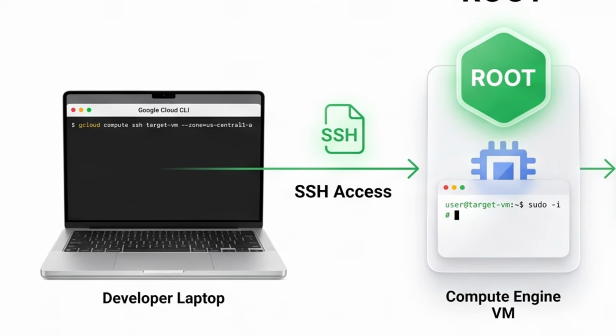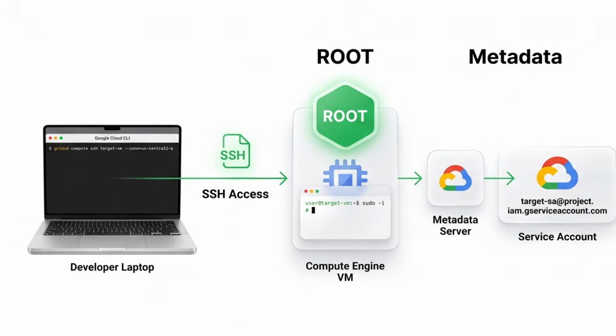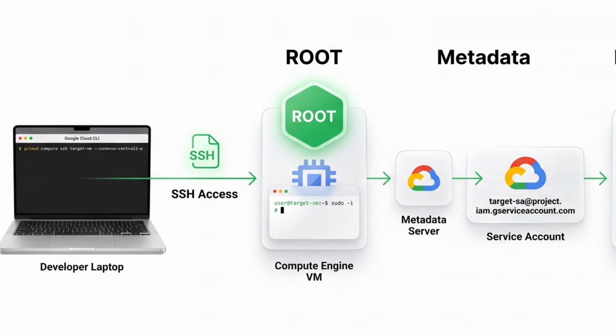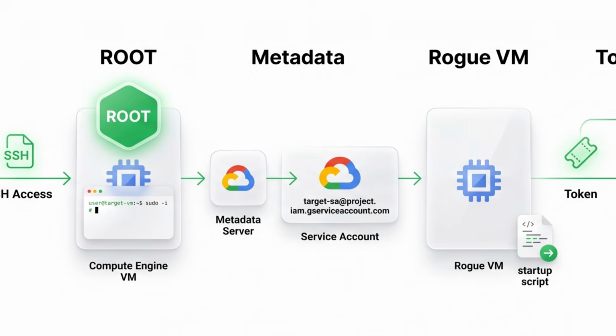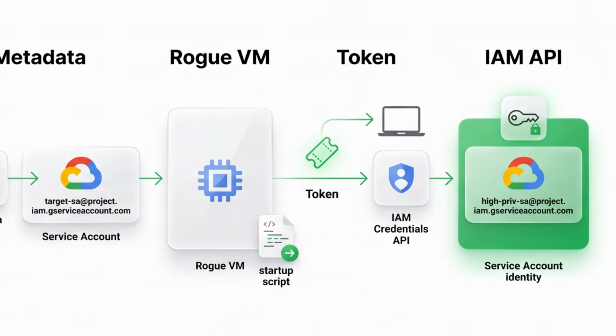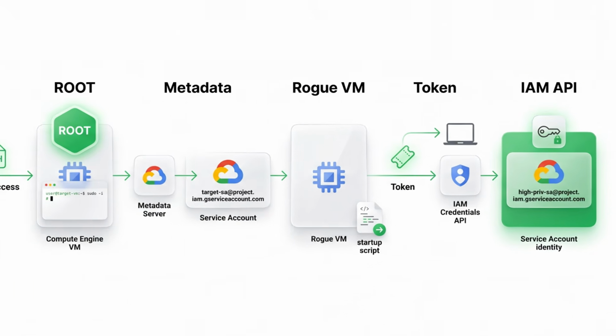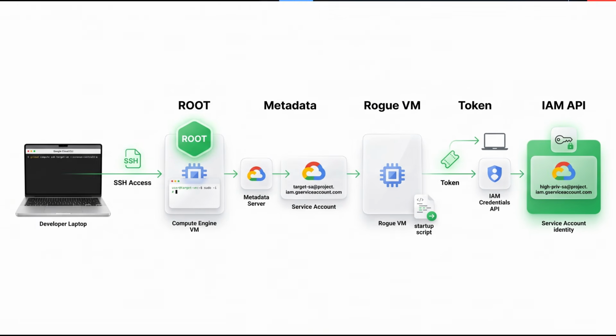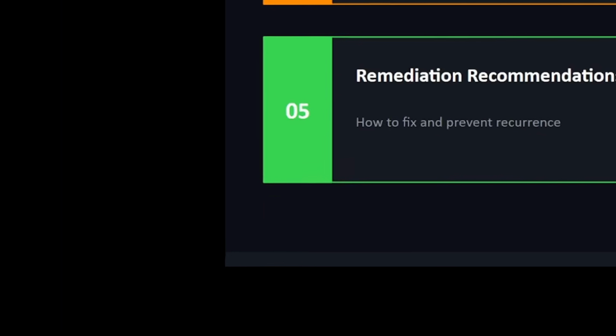After that, we'll walk through the final attack chain step by step, from the initial SSH connection all the way through the root shell, service account discovery, spinning up a rogue VM, exfiltrating a metadata token, and finally generating credentials for a third service account using the IAM Credentials API. 5 steps, fully scriptable, devastating impact.